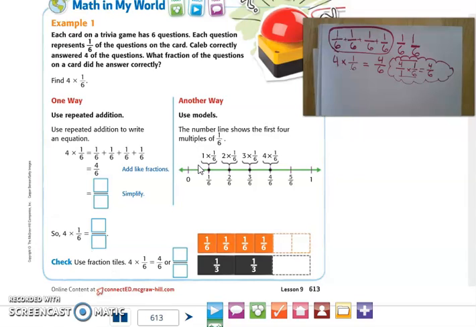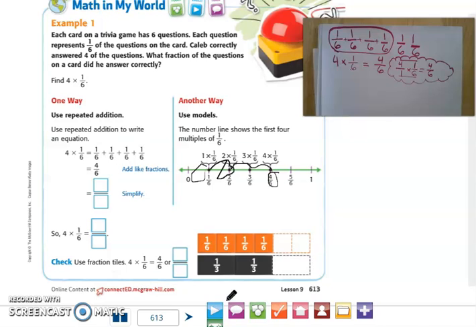The other way is to use a model. So they're showing the number line, 0 and 1 whole divided into 6. And then he got 4 questions right. So let's see how the pen is treating me today. Here's one of his questions he got right. 2 of his questions is going to get me to that one. 3 and 4 of his questions, which puts me at 4/6.